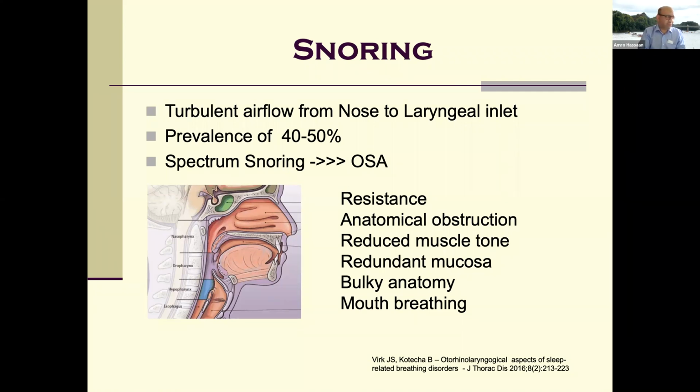resistance, so for example, a blocked nose, or an anatomical obstruction, again, blocked nose or big tonsils, reduced muscle tone, and let's remember that that not only happens during sleep, but can also happen in patients who have neuromuscular disorders. And let's not forget Down's in that, Down's children, or trisomy 21. Redundant mucosa, so if you've got a lot of tissue that is redundant in your throat, then that will collapse also. And mouth breathers, because it's not your normal way of breathing, so the laminar flow is disturbed.